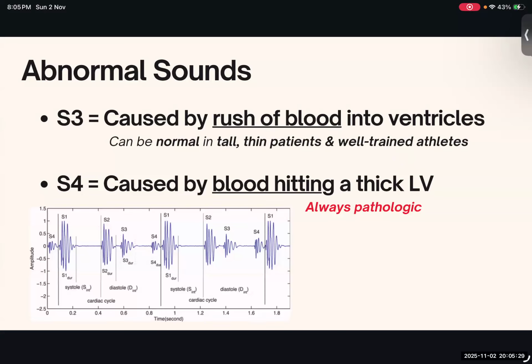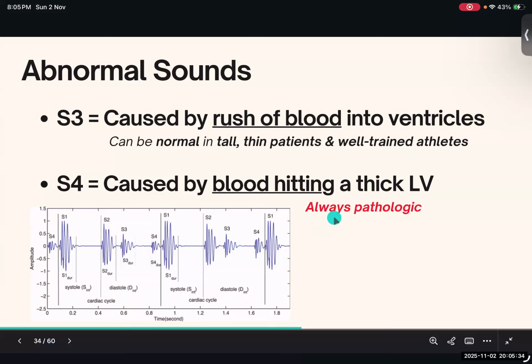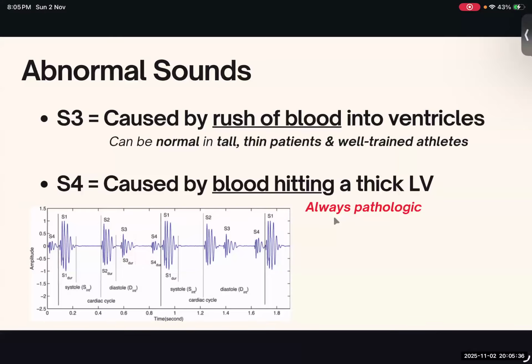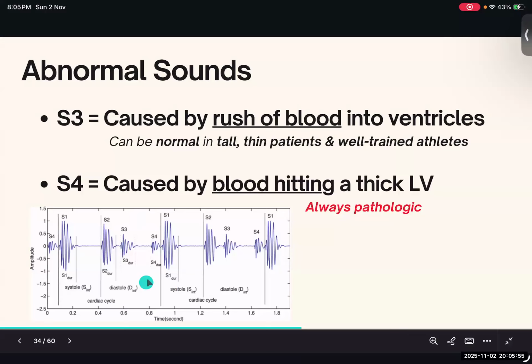So, sorry about that. So this is just a phonogram or sonophonogram to kind of summarize everything that we talked about the sounds. S1 is going to be closure of the mitral and tricuspid, end of diastole, start of systole. S2 is closure of the aortic and the pulmonary valves. So it's going to be the end of systole, start of diastole. You can see here, S1 is at the start of systole, end of diastole, and S2 is the opposite. It's at the latter end of systole and the first or beginning part of diastole.